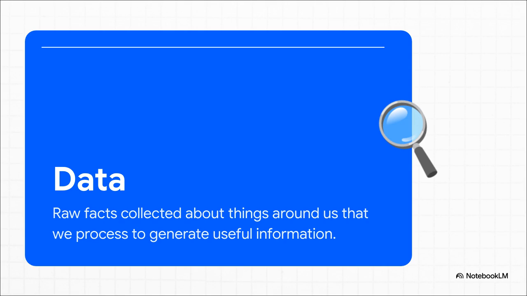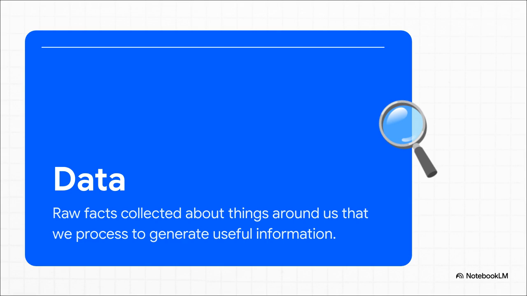So what actually is it? Well, data consists of raw facts collected about things around us that we can process to generate useful information. The critical distinction here centers entirely on that word raw. In system architecture, data starts as completely unstructured, unrefined inputs. It's essentially just the raw material logging events, states, or attributes. It only becomes useful information, the kind that actually drives executive decisions or algorithmic predictions, after we apply processing, filtering, and rigorous analysis.